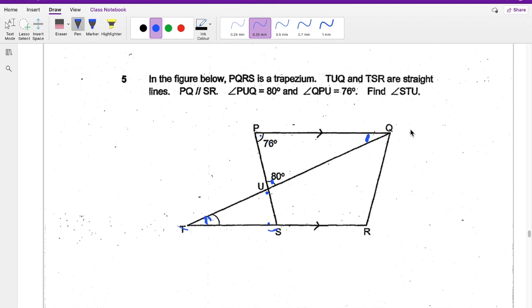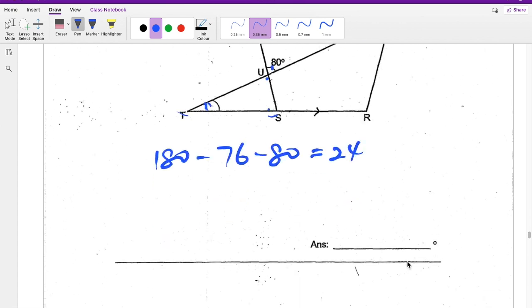So it's very clear. The triangle has, in total, 180 degrees. So STU equals PQU, which is 180 minus 76 minus 80. So the answer is 24 degrees.